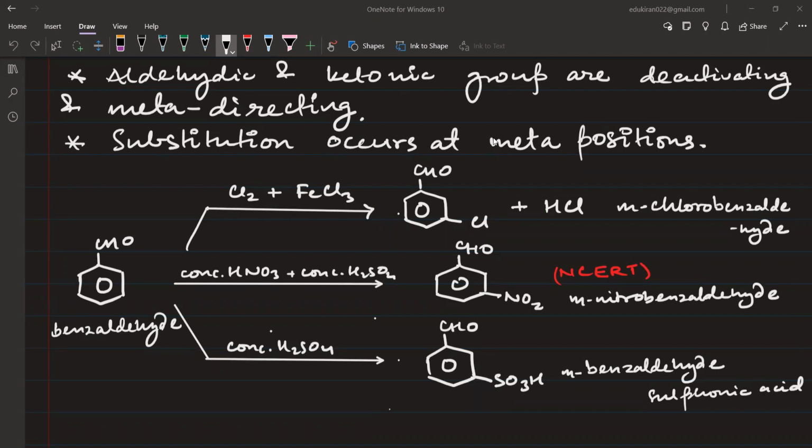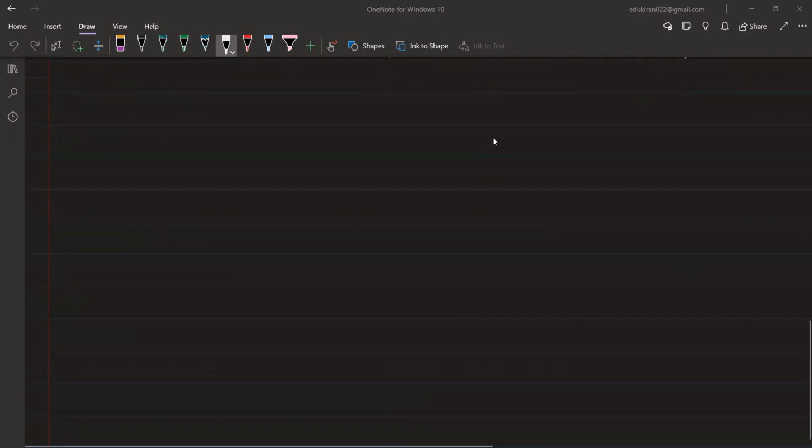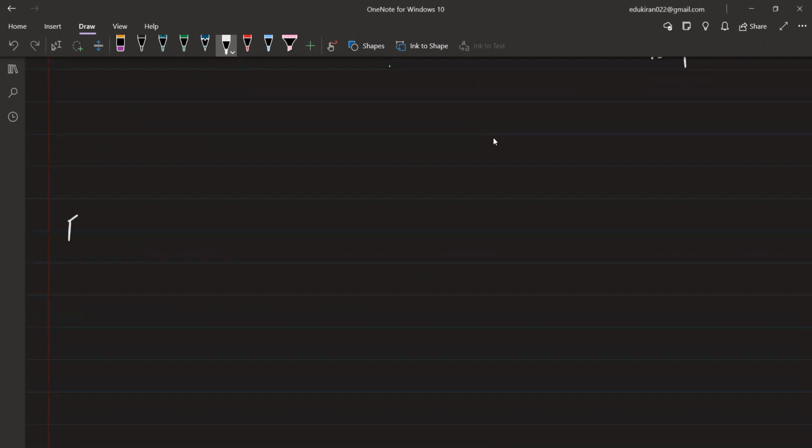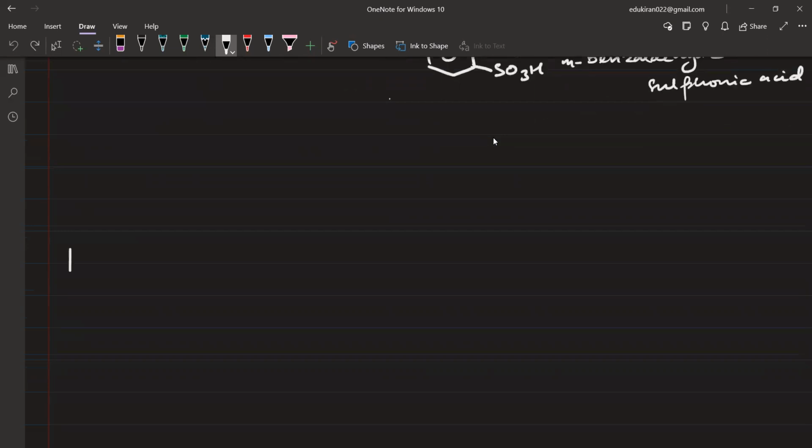We'll do similar reactions for acetophenone also. Okay, this is for benzaldehyde. You'll do similar reactions for acetophenone also. I hope everyone is done. If you're not done, please let me know. See, acetophenone has a structure which is COCH3. Okay, this is acetophenone.